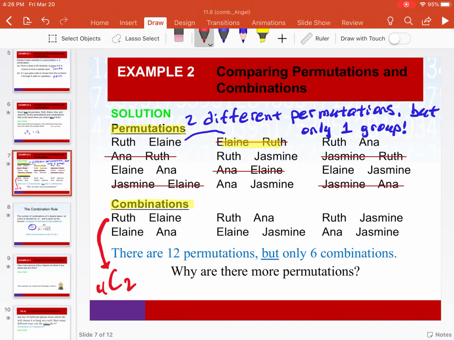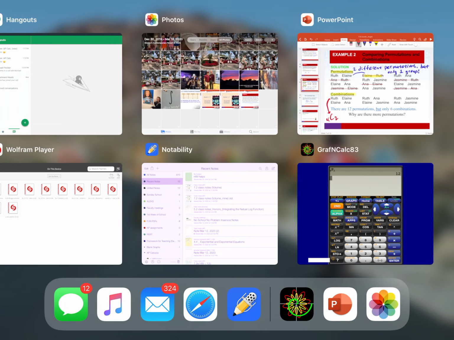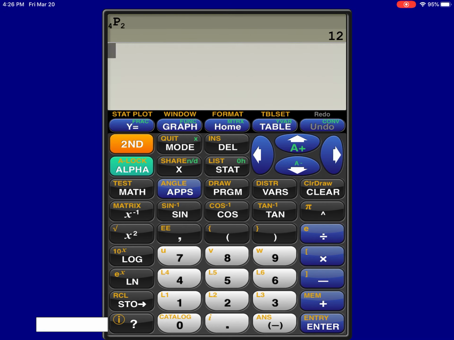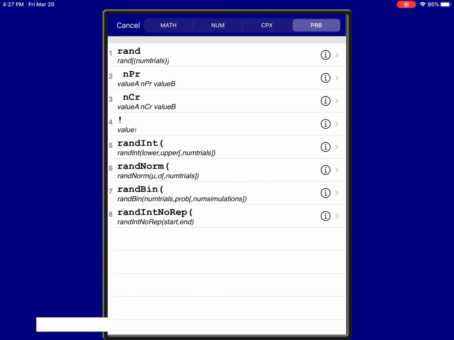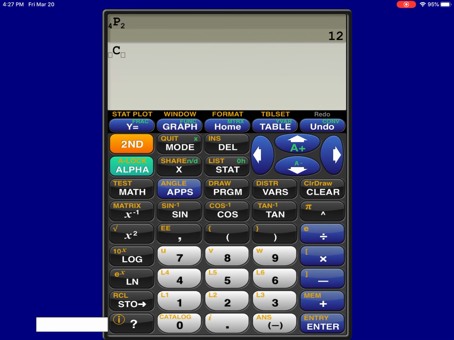4C2. Okay? All right. Well, let's go back into our calculator. I'll let you work along with me. So I'm going to find NCR, and 4 and 2. And then I can see them side by side, okay? Now, it's not always half as much.